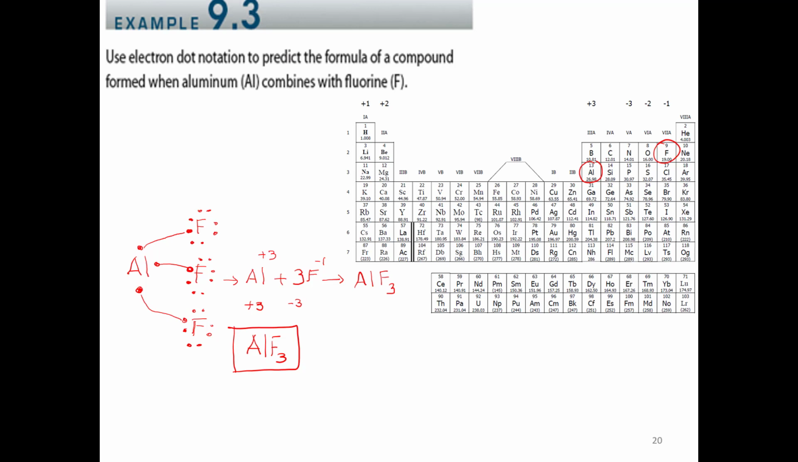Let's write the name of the compound. To write the name, we will write just the name of the metal, which is aluminum. And then we need to write the name of the non-metal, and we need to change the termination to "ide." Then we had fluor, but we change the termination to "ide." Then it's aluminum fluoride, as this will be the name of the new compound. And this is the formula, this is the name.